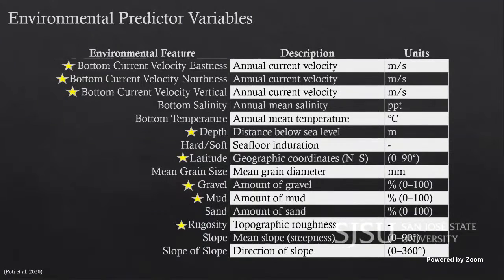Annual bottom current velocity, annual bottom current velocity northness, annual bottom current velocity vertically, depth, latitude, percent gravel, percent mud, and rugosity. Initially, all of these 8 environmental variables were used for both species input models. After each model run, it will give you an output, and it will let you know if a certain environmental variable is dropped, the model can perform better. This was done for both models until the model could no longer improve.